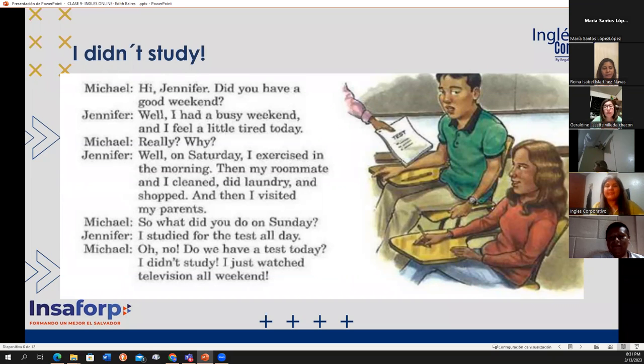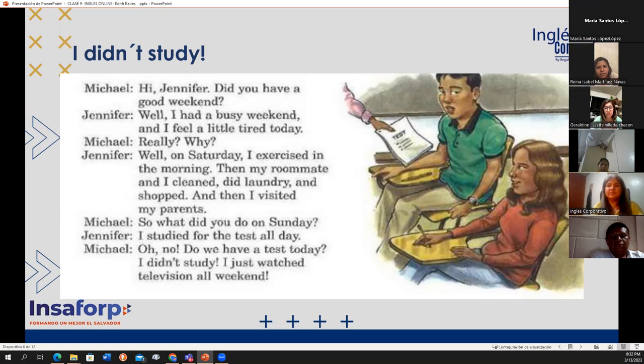Hi, Jennifer. Did you have a good weekend? Well, I have this weekend, and I feel a little tired today. Why? Well, on Sunday, I exercised in the morning, then my roommate and a cleaner did laundry in shop, and then visit my parents. So what did you do on Sunday? I study for the test I did. Oh no, a test today. I didn't study. Just watch television all weekend.